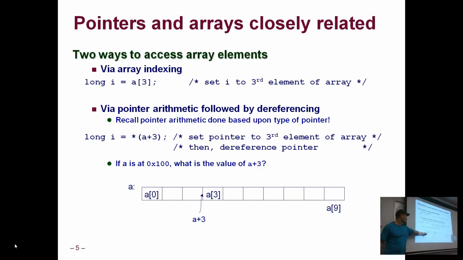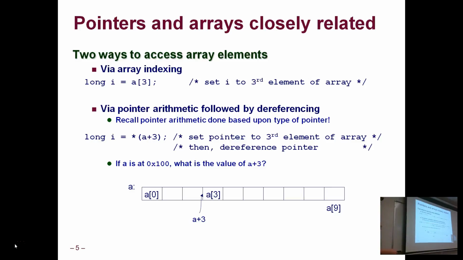Hex 100, A plus 3. 103? What is it in hex? Not 103, though. It's not in hex. A is an array of longs. So if A is at hex 100, what is A plus 3? Yes, hex 118. Is that confusing?